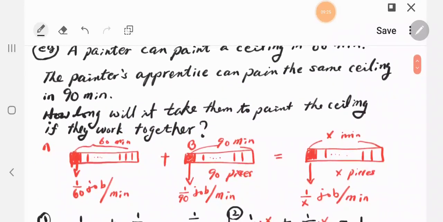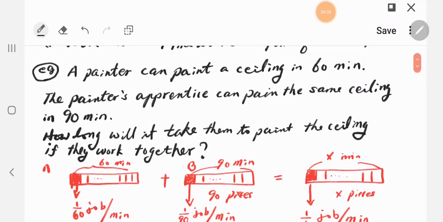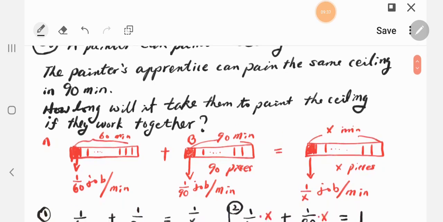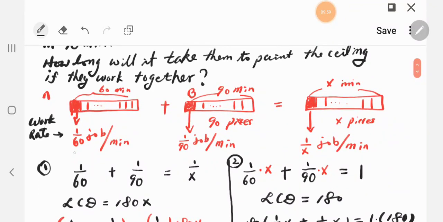Always draw a little rectangle, and if it gives us the time 60 minutes, then divide the rectangle into 60 pieces. Then each piece is the work rate. Work rate is the number of jobs done per minute or per hour, and so on. And then what we do is just add the work rate.